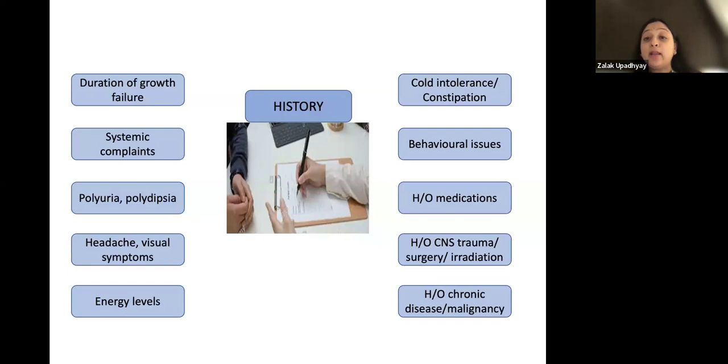long term steroid intake may lead to short stature. Any CNS trauma, surgery, irradiation, maybe they had some tumor and then they have taken radiation, any surgery like craniopharyngioma and the child has been operated. Yes, there are chances of multiple pituitary hormone deficiency. Any chronic disease or malignancy which has been treated again.